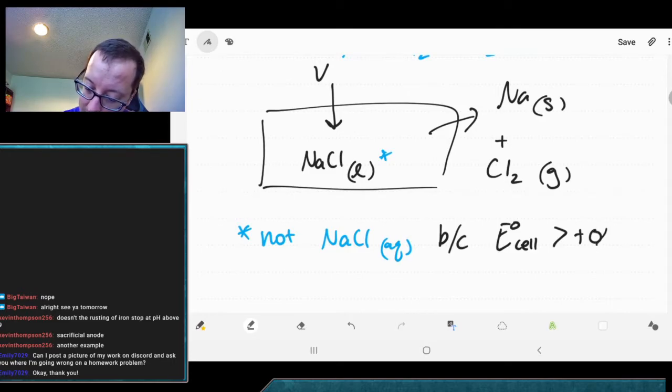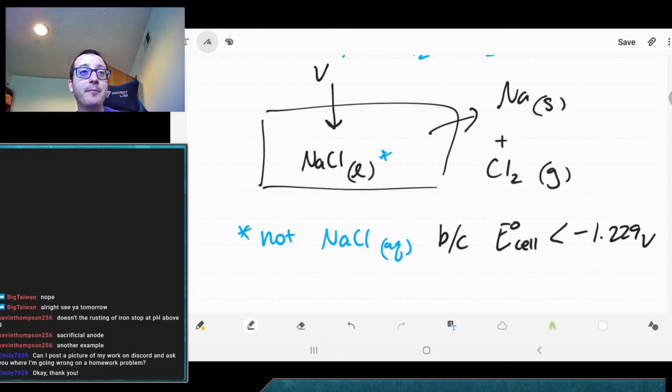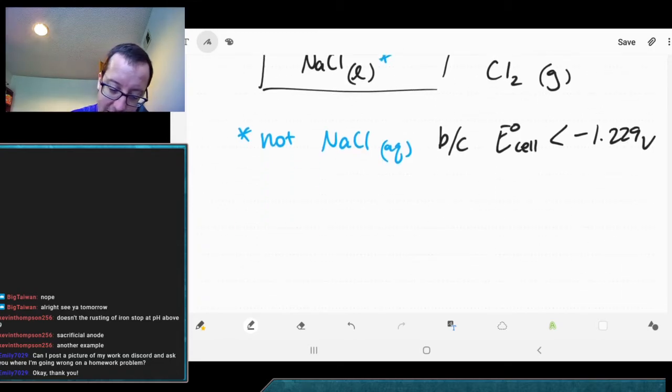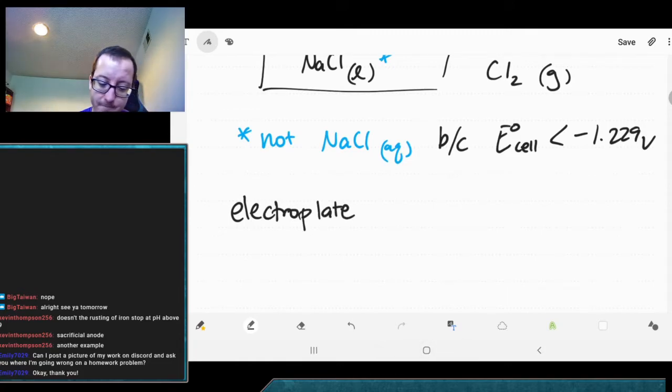this is actually less than negative 1.229 volts. So because of that, if we were to do that, we would just have water being electrolyzed instead. We would not get our sodium and our chlorine out. So we can use this to separate things like that. We can also use electrolysis to plate metals.